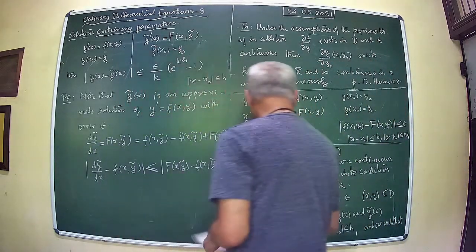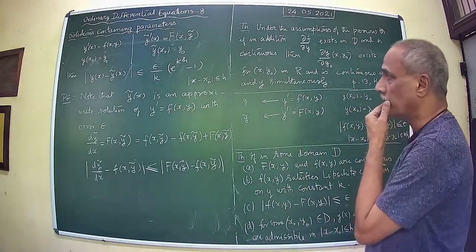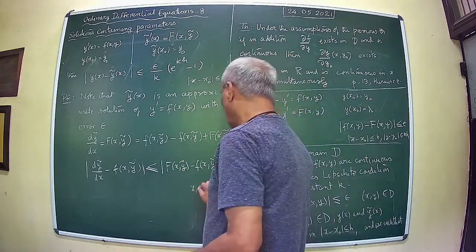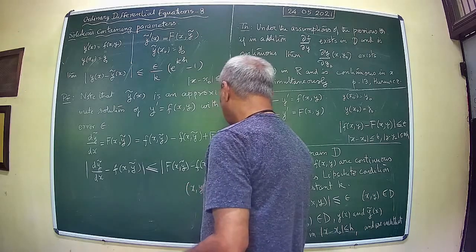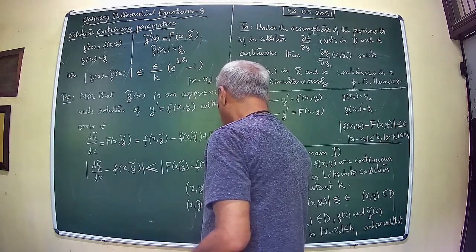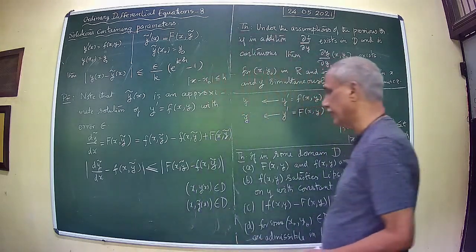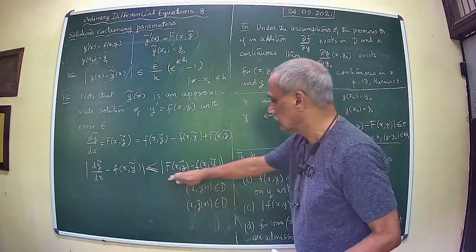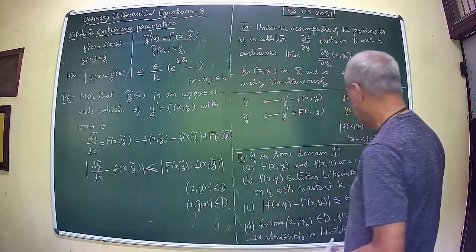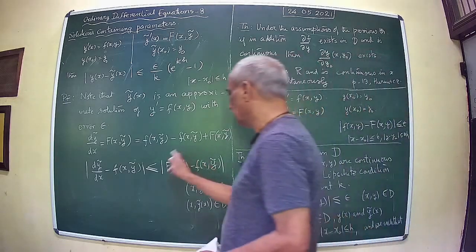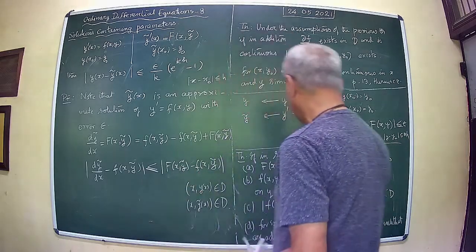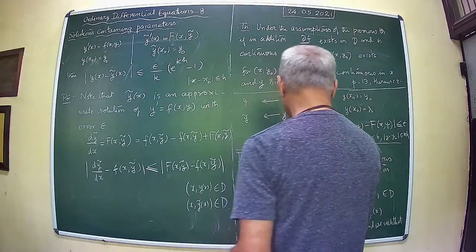And we have assumed that both y and y tilde are admissible functions, by which you mean x, y(x) belongs to D for mod x minus x naught less than delta. Therefore, both x, y and x, y tilde are in the domain, and capital F is defined at that point, as well as small f is defined at that point. Therefore, you have the estimate valid.